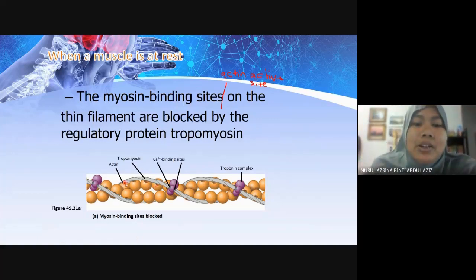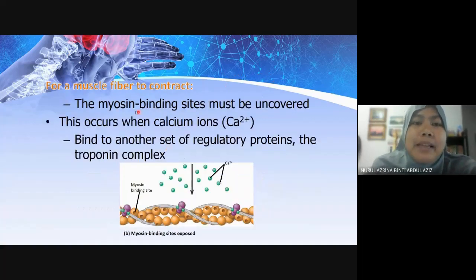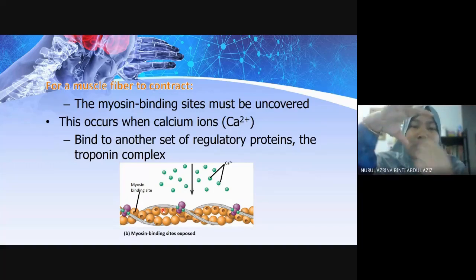Okay, right. So you can see that when the muscle is relaxed, this myosin binding site or the actin active site is blocked by the tropomyosin. Ni, dia tutup by the tropomyosin. Okay, right. But when the muscle fiber is contracting, the myosin binding site or actin active site must be uncovered. So in order for the muscle to contract, ni, myosin binding site ni or the actin active site ni mesti uncover. Dia mestilah buka, terdedah. So bila terdedah, ada lubang tu, barulah myosin akan forming the cross bridge.